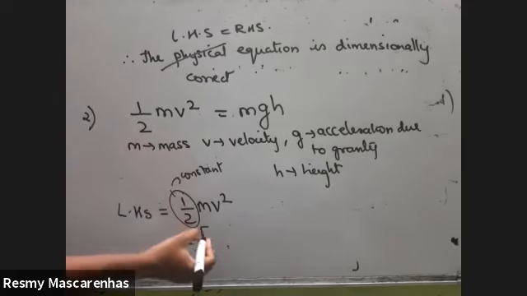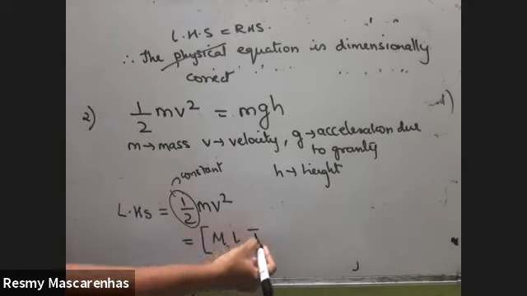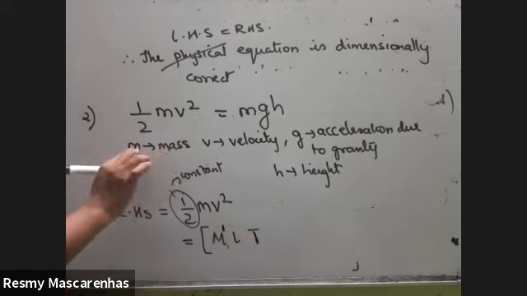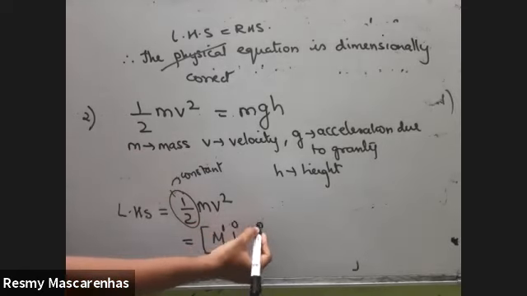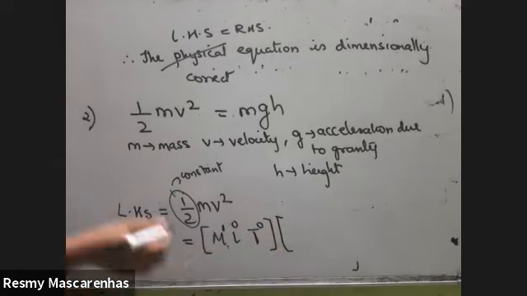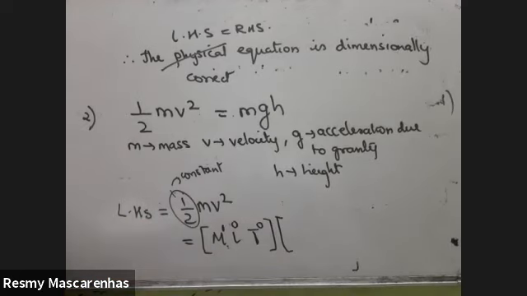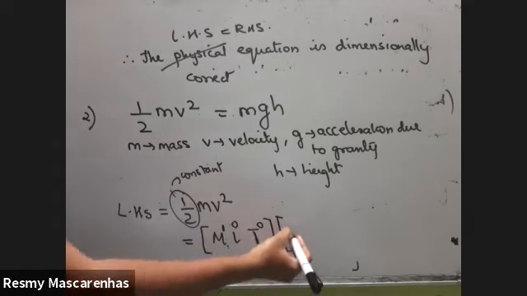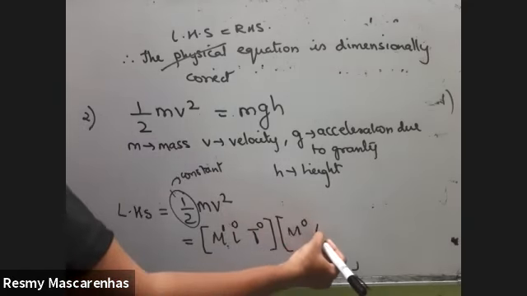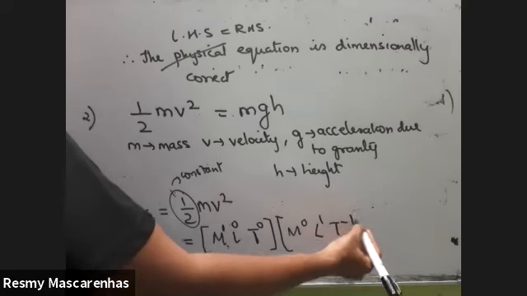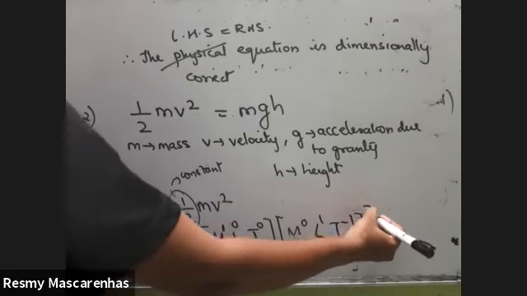So mass is M L T, where mass will be 1 because it's mass, and the rest will be 0. Velocity dimension, so that is speed dimension. Speed or velocity, I told you, is the same. That will be M0 L1 T minus 1, and there's a square term.